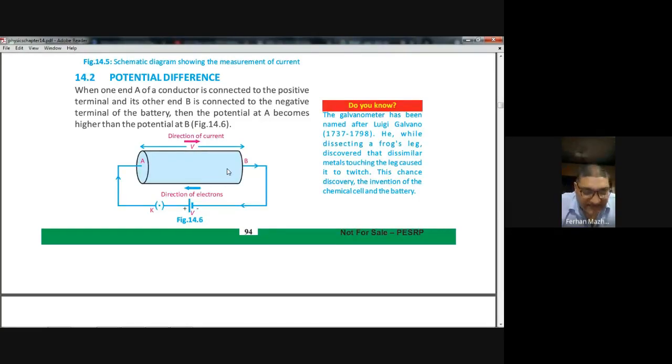Yes. Okay. And apart from a resistor, it can also be a bulb. So light energy will be produced. Yes, sir. So what's the potential difference?